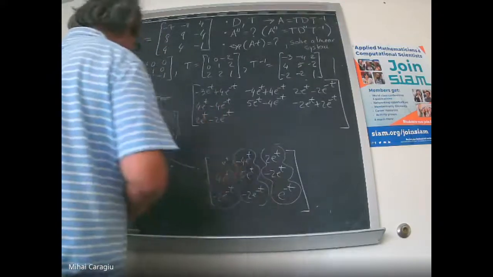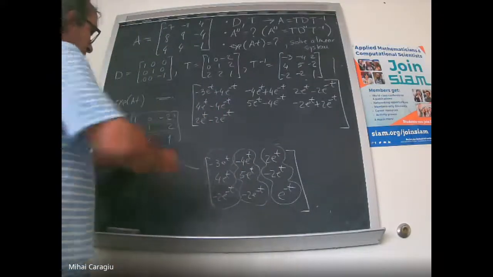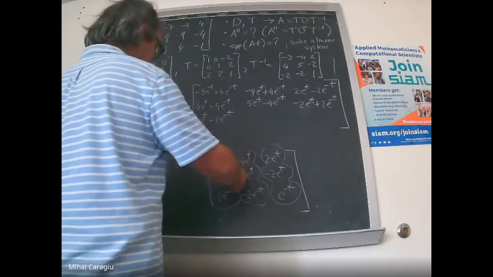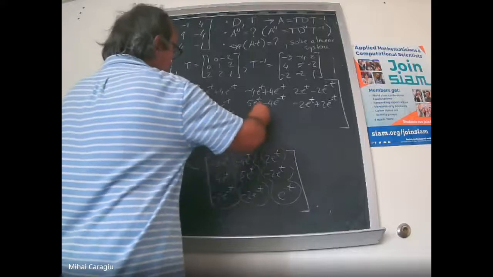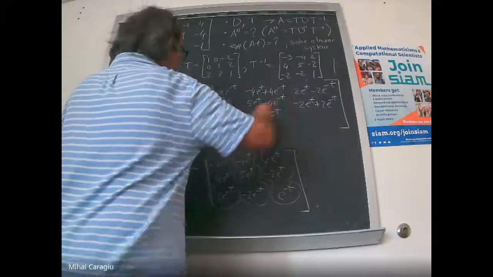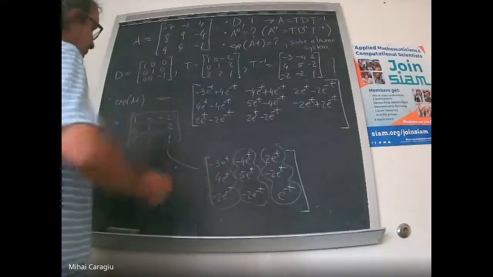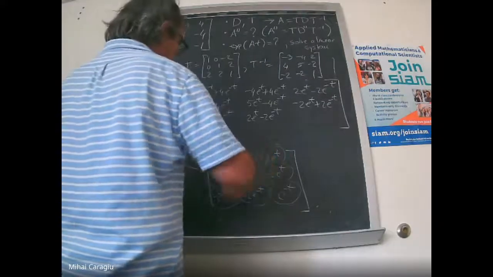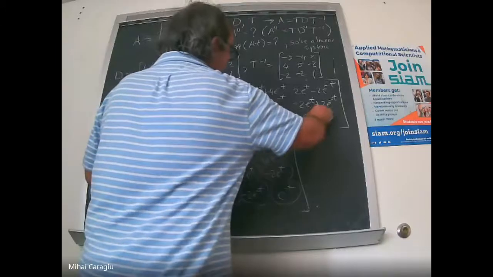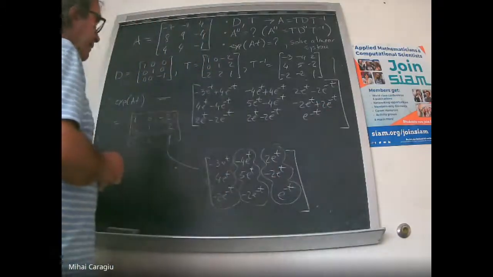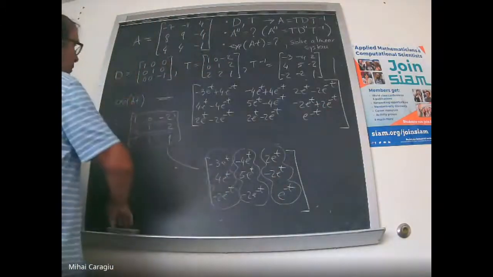Third, second. Minus 8 e to the power t plus 10 e to the power t together is 2 e to the power t minus 2 e to the minus t. Third. 4 e to the power t minus 4 e to the power t is 0, and just e to the minus t here on the lower right corner. So this will be exponential of 8t.